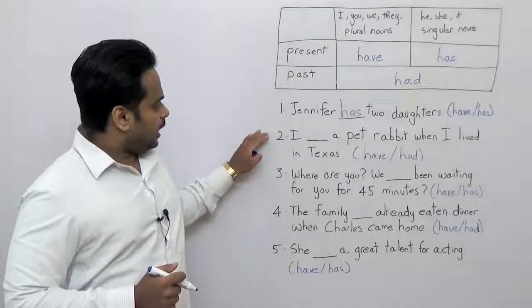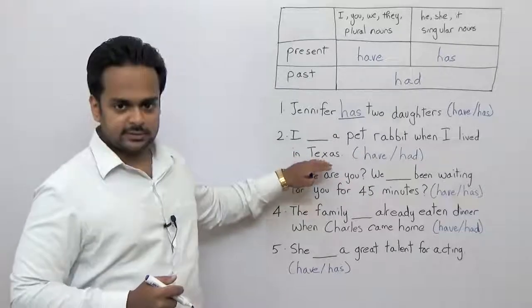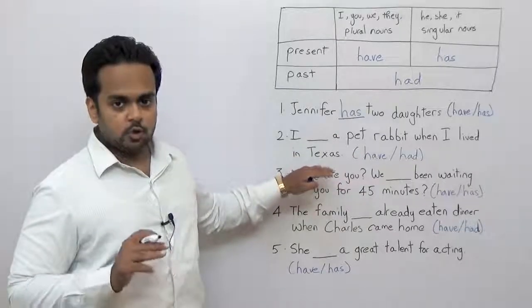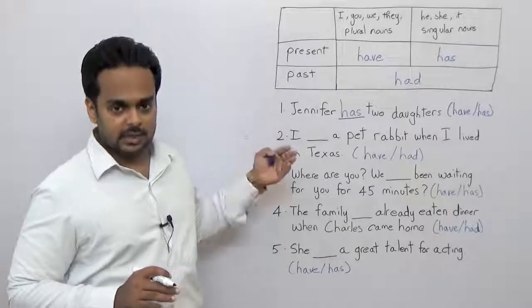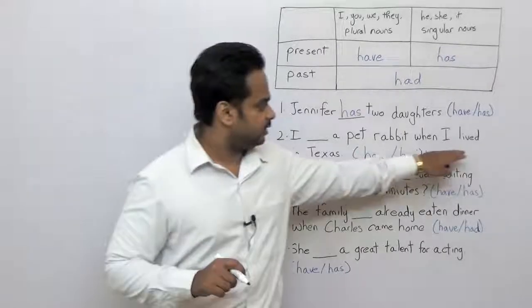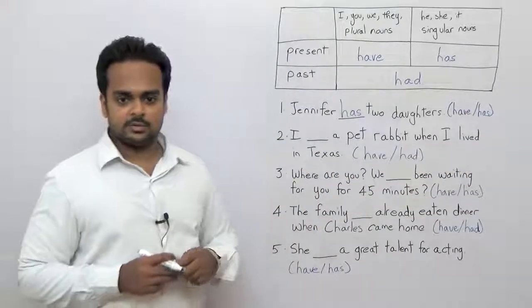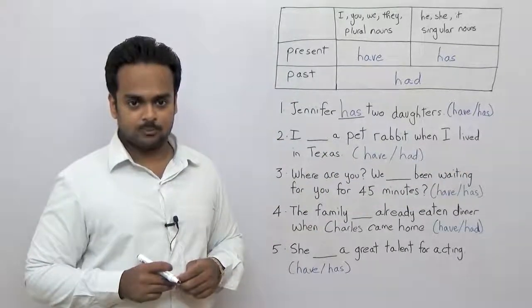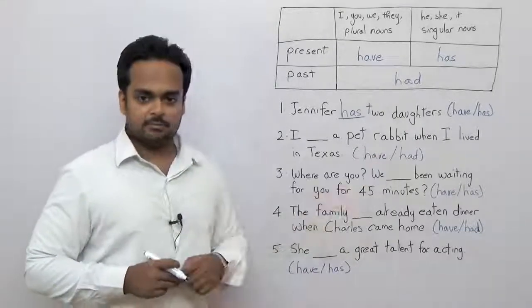Number 2, I blank a pet rabbit when I lived in Texas. Now the first thing you should notice is that this sentence is in the past tense. We know that because here we're talking about when I lived in Texas. So that's in the past. Okay? So would you use have or had here?